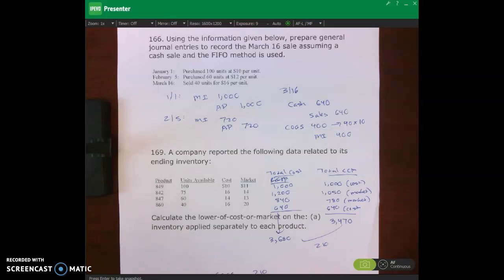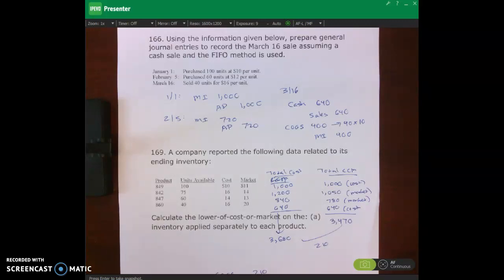And on March 16th, we sold 40 units for $16 a unit. That $16 is the price. So the 40 times the 16 gives us the debit to cash is $640. And again, I'm assuming that they sold it for cash. If you debited accounts receivable, that's fine too. For $640, credit sales $640.